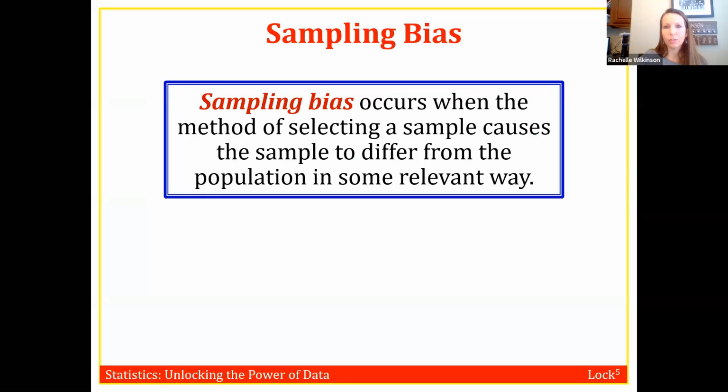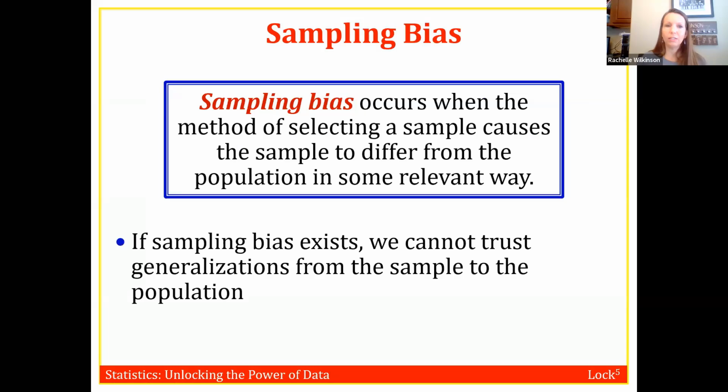So sampling bias occurs when the method of selecting the sample causes the sample to differ from the population. And this is what we just said at the end. I didn't write this down on the last one, so if you wanted to write it down, you could write this down here. If sampling bias exists, then we cannot trust generalizations from the sample to the population. That's a good thing to write down that I did not type on the other one. So if sampling bias exists, we cannot trust generalizations from the sample to the population.